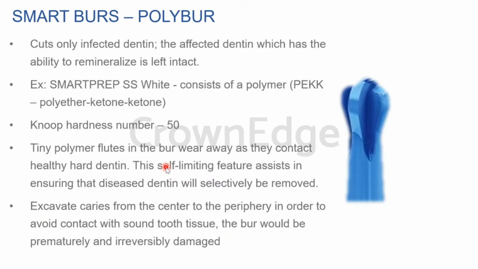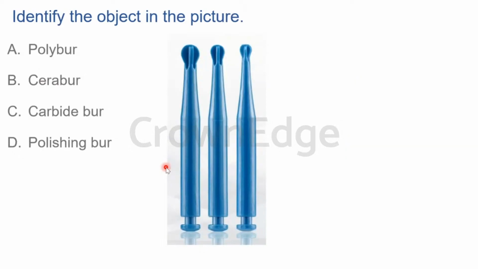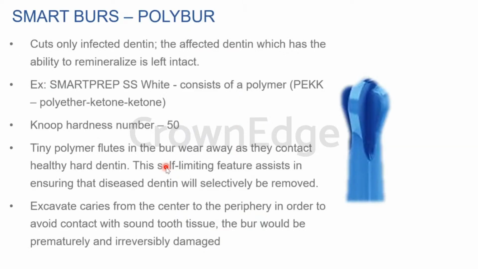All right. So the Knoop hardness number of polymer is 50, which is in between 25, that is that of a decomposed dentine or infected dentine, and 75, which is that of affected dentine. So the Knoop hardness number of polymer is in between, which is 50, because of which it cuts only infected, retains the affected. So the answer for this is polymer. Knoop hardness number is 50.